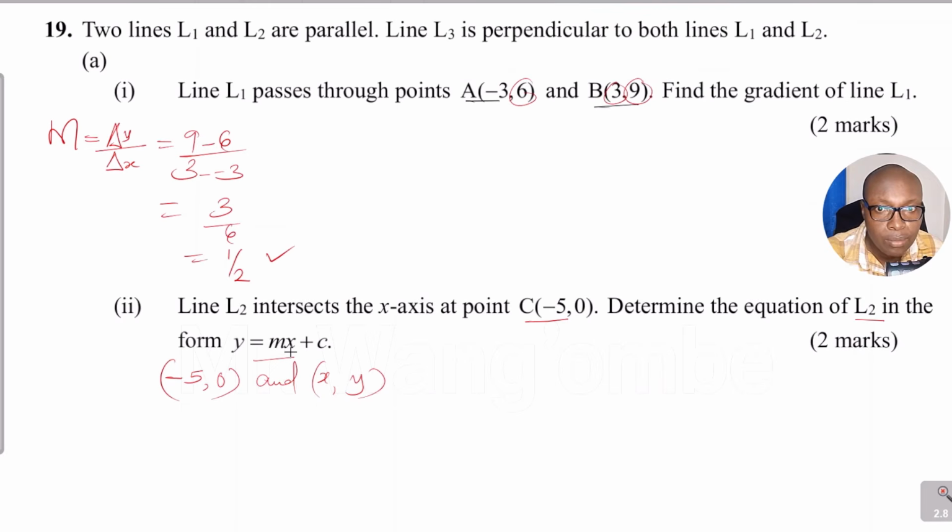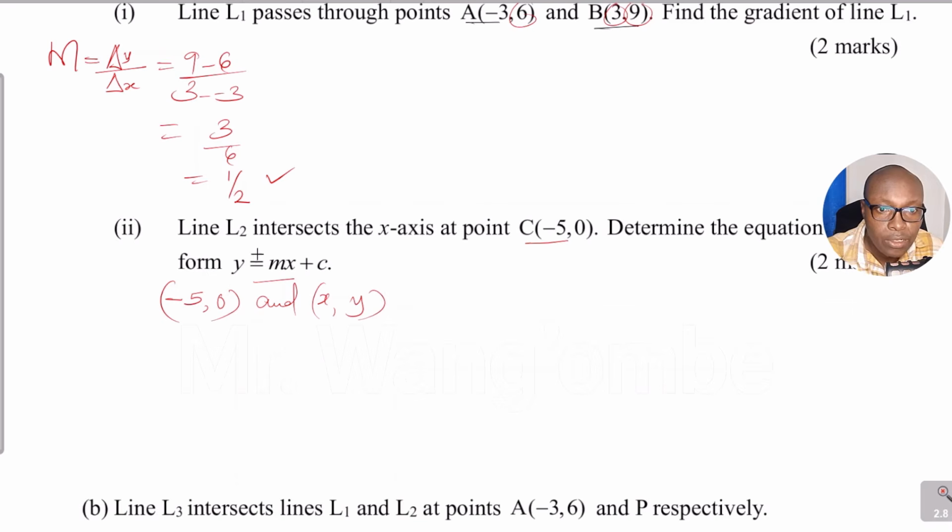This is how we get the gradient. From the first statement, we're given that line L1 and L2 are parallel. That one will help us to get the gradient. When two lines are parallel to each other, then their gradients are equal. So that means the gradient of L1 is equal to the gradient of L2 because they are parallel. Parallel lines have equal gradients.